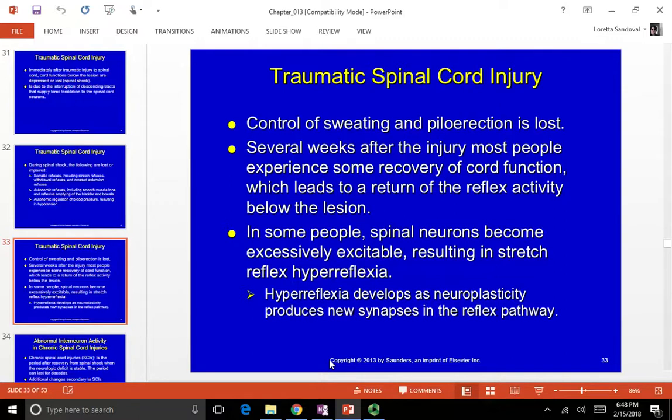It's an autonomic function. Several weeks after the injury, most people experience some recovery of cord function because the inflammation is down. And that leads to a return of the reflex activity below the lesion. So they might not have voluntary control below the lesion, but their reflex activity comes back. In some people, spinal neurons can become excessively excitable, which results in stretch reflex hyperreflexia. Hyperreflexia develops as neuroplasticity produces new synapses in the reflex pathway. So that's good. Your body's trying to recover as much as it can.